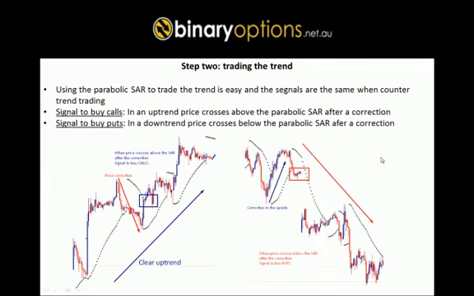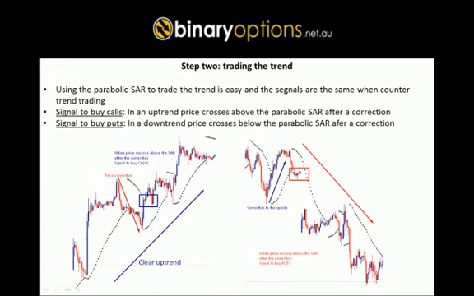On the contrary, in a downtrend, we have a signal to buy puts when price crosses below the Parabolic SAR after a correction to the upside. You can see that we are in a downtrend. Then price hits this low and starts to correct. The Parabolic SAR is plotted to the downside of price because we are moving immediately up on a correction of the main move.